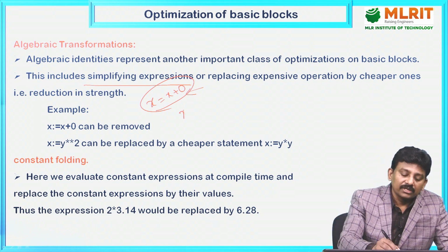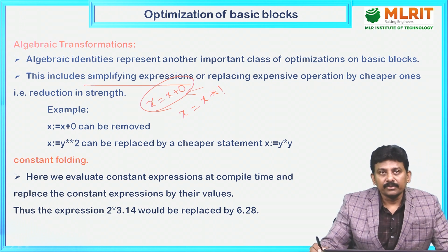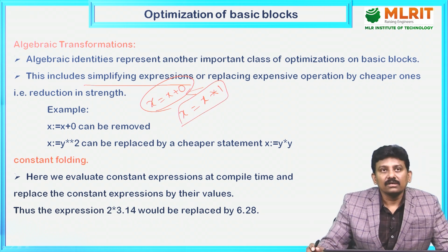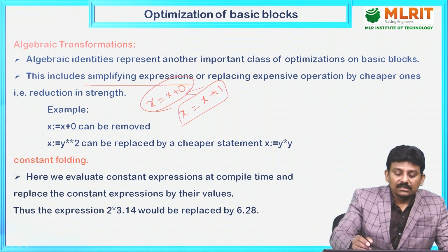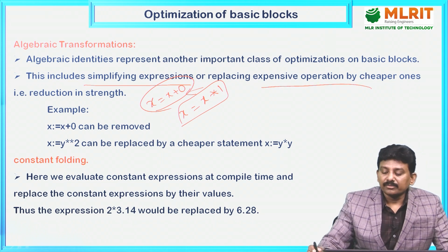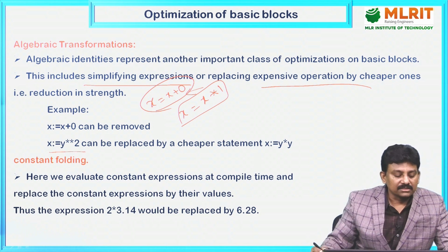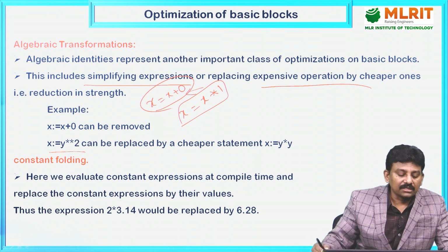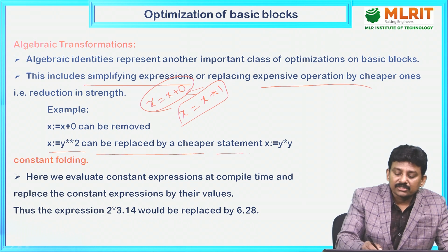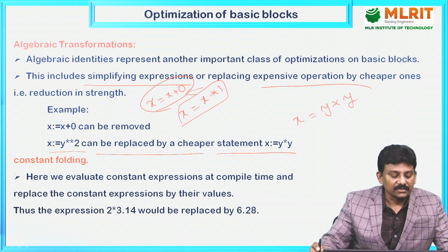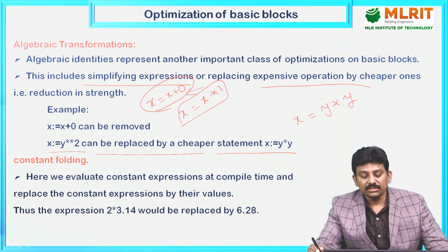Another example, x is equal to x star 1. If you multiply x with 1, the value will not be changed. So this statement is also removed from the code. Another, the expensive operation may be replaced by cheaper ones. x is equal to y star star 2 can be replaced by a cheaper statement, that is x is equal to y into y. That is replacing an expensive operation by a cheaper one.